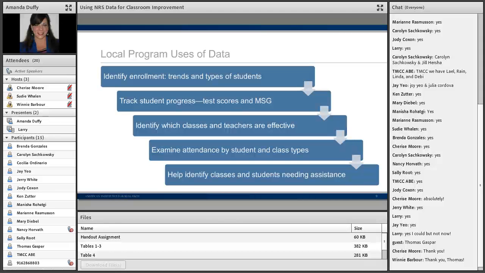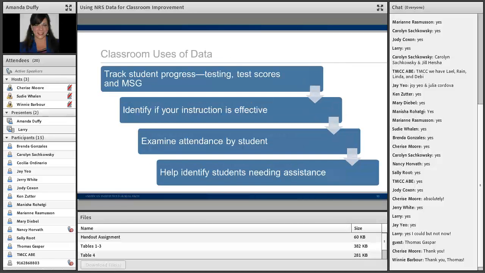Now the good stuff. Classroom uses of data. I'm definitely going to be asking for some interaction on this part using the chat. So please get ready to share your thoughts and experiences and questions. The classroom has many uses for data. We're going to talk about a couple, and then find out what else you've done with your classroom data.